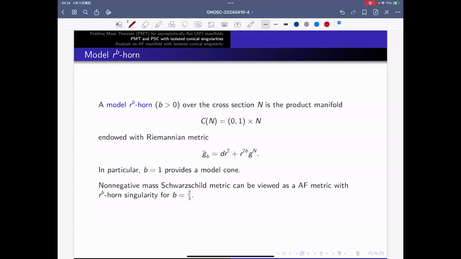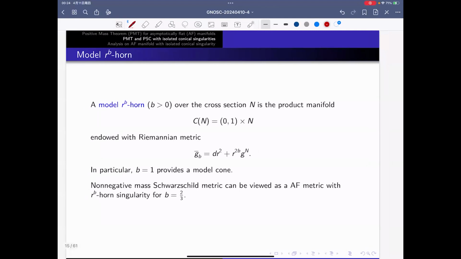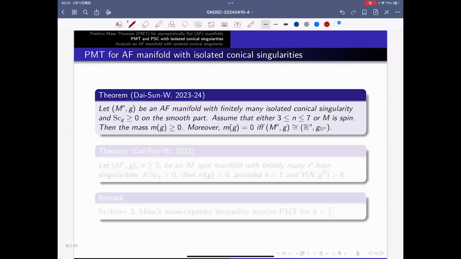So now here b is 2/3. Okay, so this is the example discussed by Professor Dai. Okay, so now our first result is the positive mass theorem with oscillated conic singularities. Right, that says, for the AF manifold with finitely many oscillated conic singularities, the positive mass theorem still holds, and we also got rigidity. Right?